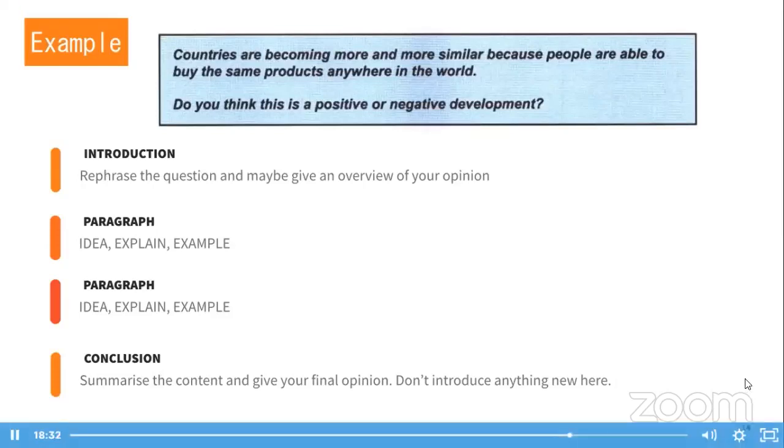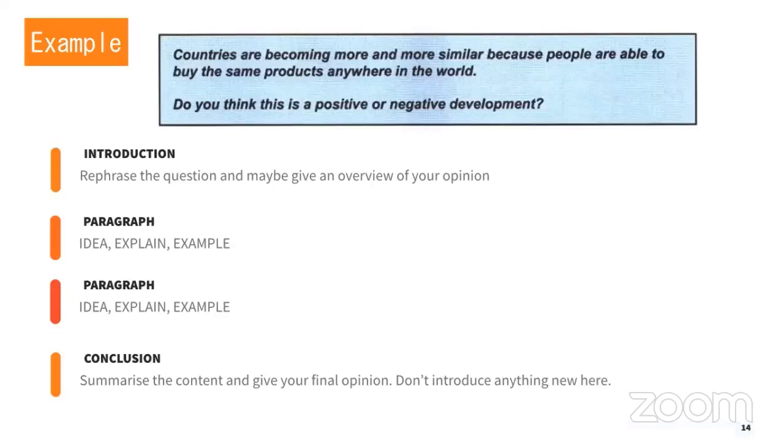And maybe you will need to do a second paragraph and possibly a third, depending on the question and so on. But that's what you do in each paragraph. Then at the end, your final paragraph is your conclusion. This is where you summarize the content and give your final opinion. Don't introduce anything new to the conclusion. It's just a summary of what you've already explained.